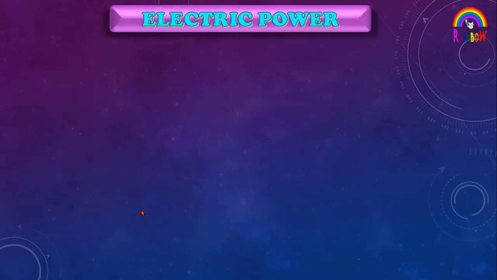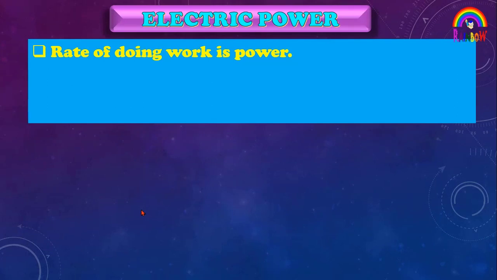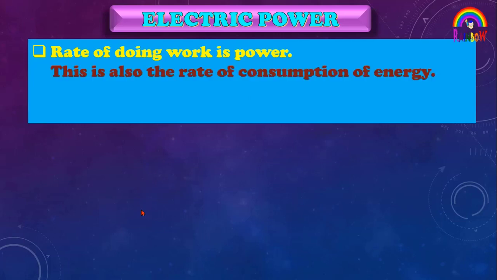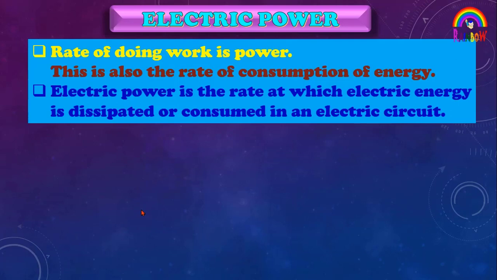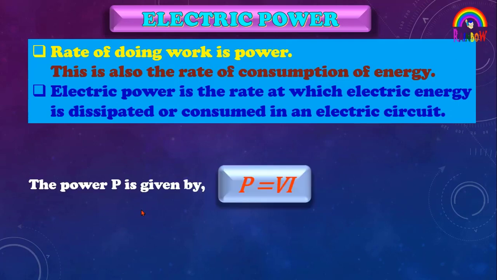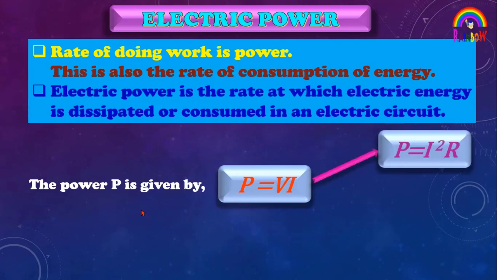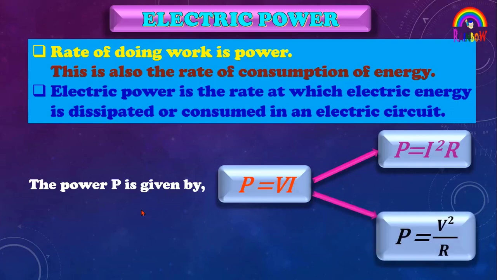Electric power. We know that rate of doing work is power. That is, power is the work done in unit time. This is also the rate of consumption of energy. We can define electric power as the rate at which electric energy is dissipated or consumed in an electric circuit. The power P is given by P is equal to VI. By substituting V is equal to IR, we can write P is equal to I squared R. And by substituting I is equal to V by R, we can write P is equal to V squared by R.